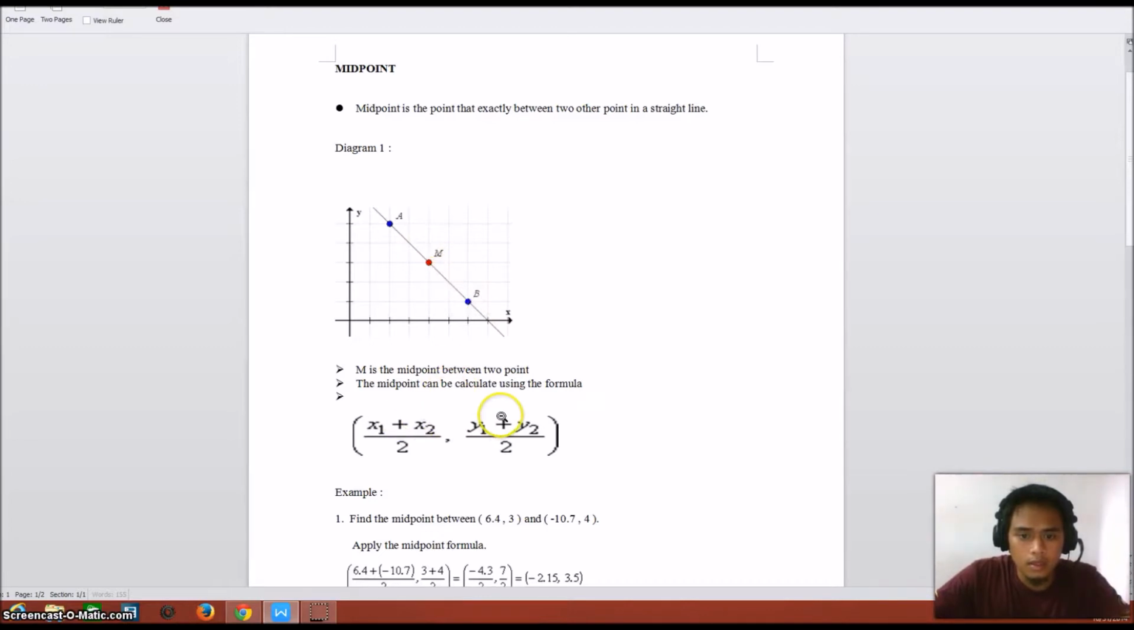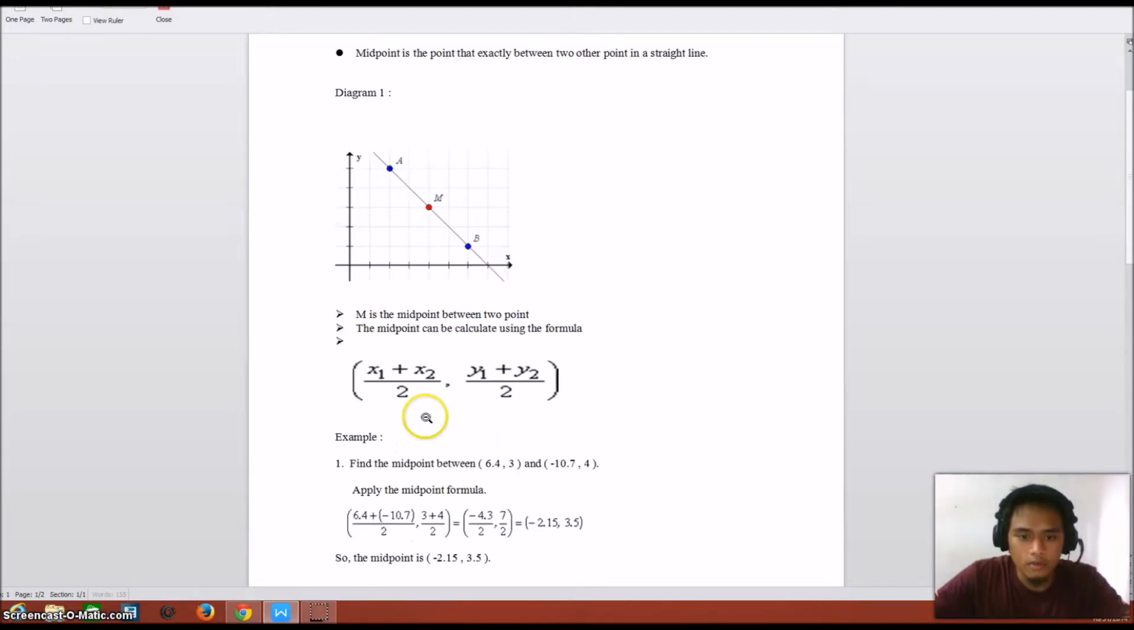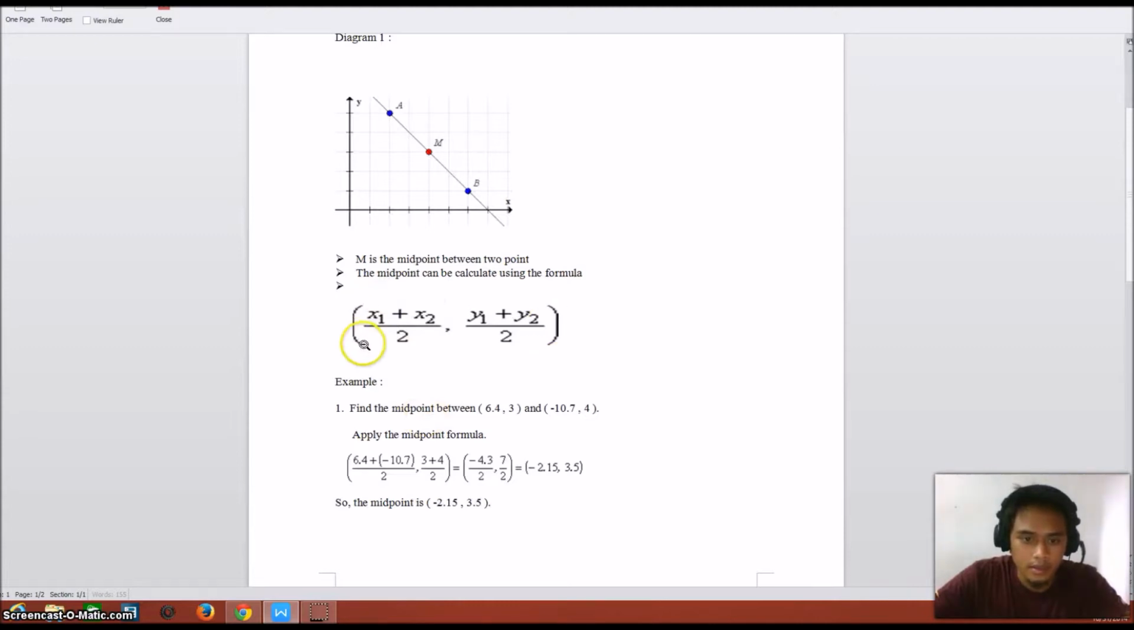Okay, this midpoint can be calculated using the formula. It has been given here: x1 plus x2 divided by 2, y1 plus y2 divided by 2.